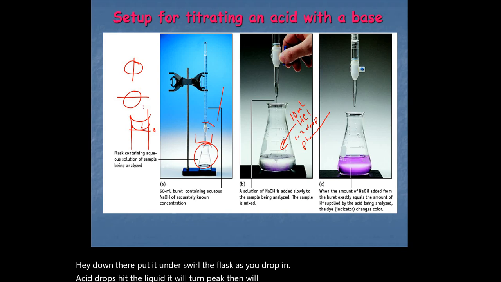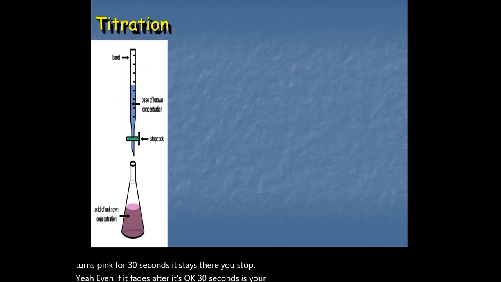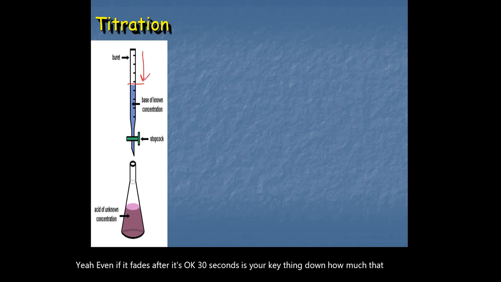What do we stir it with? You're just going to stir it with your hand. So you're holding this with one hand, you're stirring this with the other hand. As this turns pink and stays for 30 seconds, you stop. Even if it fades after, it's okay. 30 seconds is your key thing. Then you're going to read the burette down, so you're finding out how much you used. Make sure you put the stopcock closed when you're done.